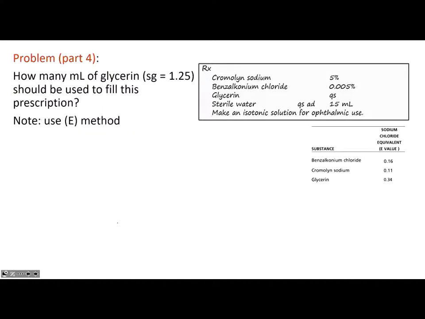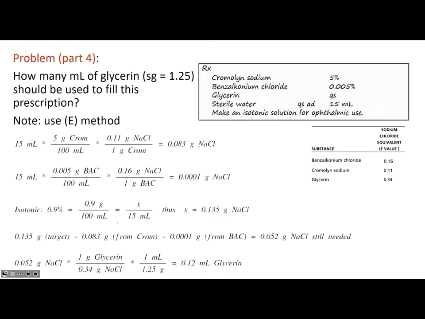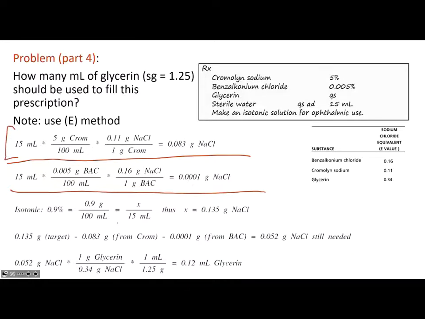All right? The first step was to, and again, I'm going to separate these. I combined a couple of steps, but that is for the chromalin. This is for the benzalkonium chloride, so let's not get confused. Let's start with the chromalin, sorry. 15 milliliters, which is the volume we're doing, times its concentration. We said we wanted it to be 5%. So 15 mils times 5%, 5 grams over 100 mils, gives me the grams of chromalin.